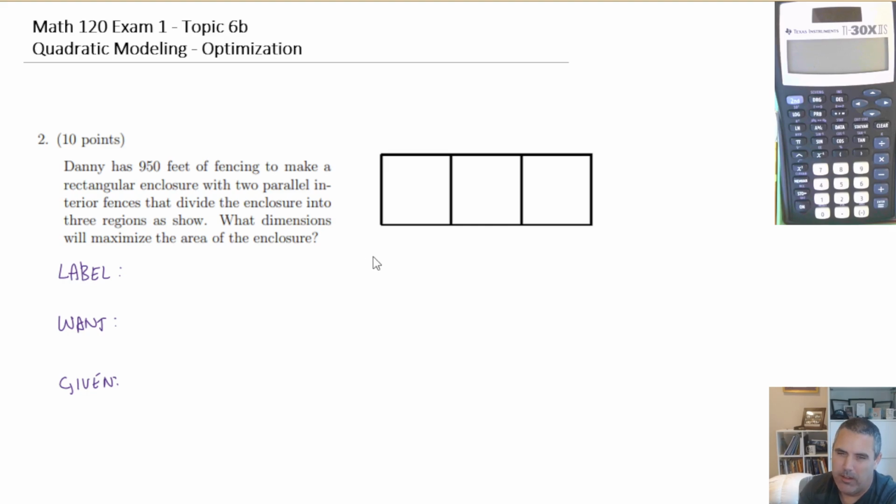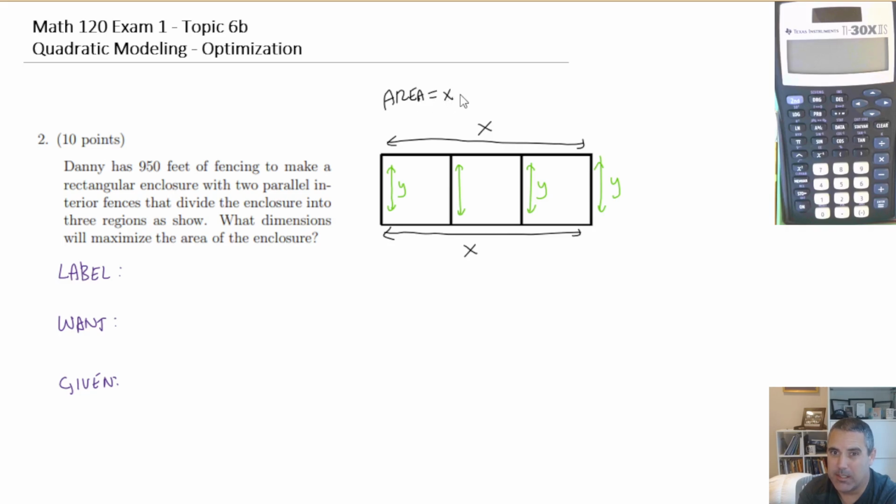So I'm going to label. For something like this, I kind of feel like I'd like to label these little pieces. Let's label the whole thing. Let's label this X. That's X, that's Y, that's Y, that's Y, that's Y. And then the area of that entire thing is just X times Y.